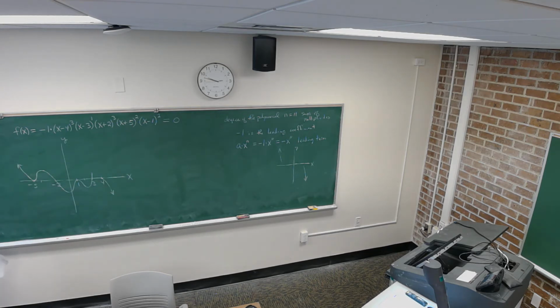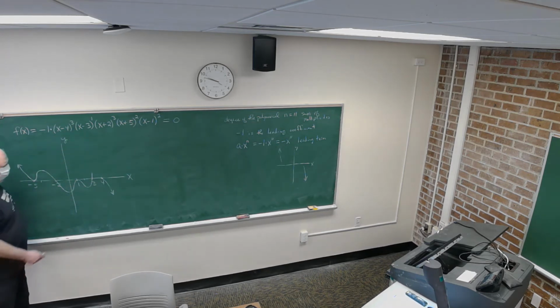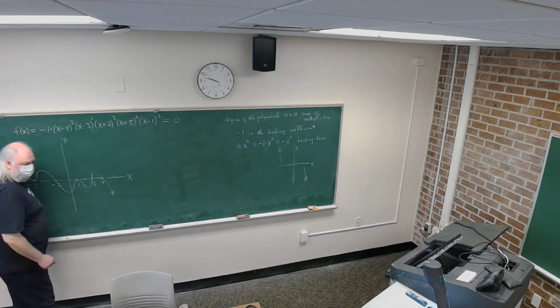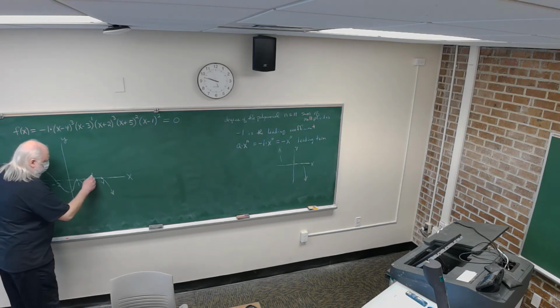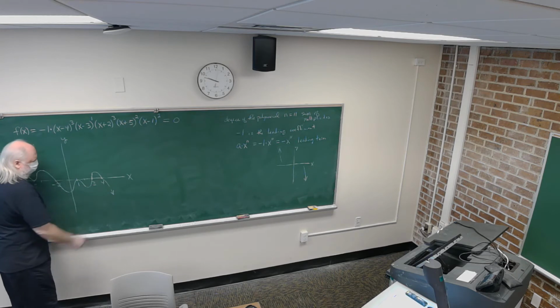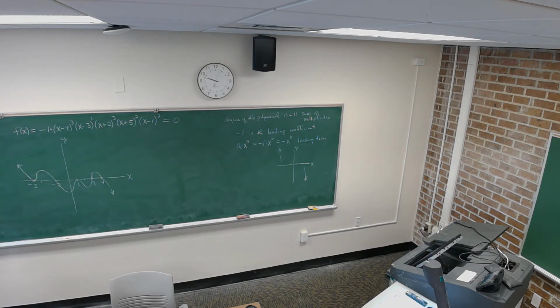And then at x equals 4, the multiplicity is odd. So we know the graph crosses the x-axis at x equals 4. And we also know it's going down to the right at x equals 4. So it's got to come up, form a turning point, come back down and cross the x-axis at x equals 4. It's all deductive reasoning, ladies and gentlemen. A lot of deductive reasoning in mathematics.